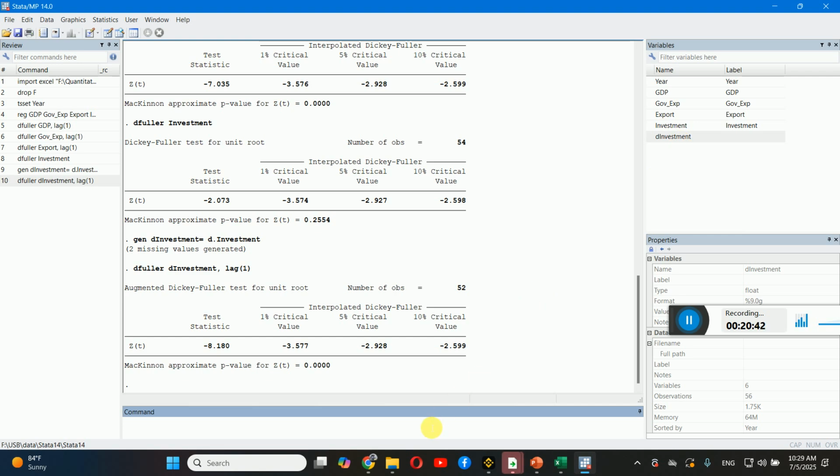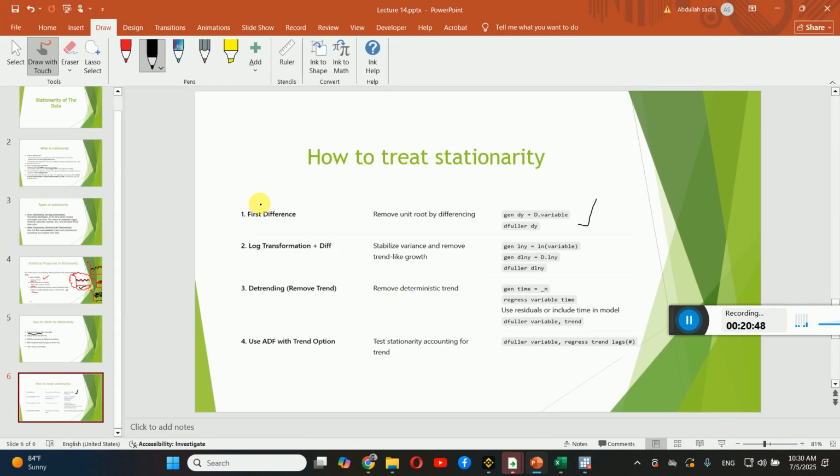You have learned, dear students, that if the variable is not stationary, then you have to make it stationary. We have simply used the first difference method. You can use the log transformation method, taking the log of the value, or you can use the detrending method to remove the deterministic trend. Or you can use the ADF with trend options, which is a modified version of dfuller. If one method is not working, try the second, the third, and the fourth. But we used the first method, and it simply worked. We found that our variable, dear students, is now stationary, and it's okay for analysis.